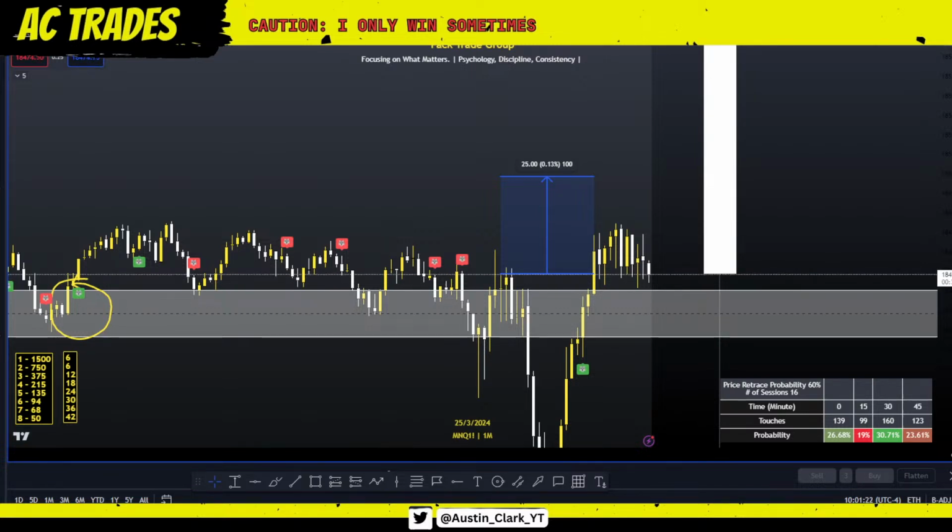Boomer trading tactic. This is the boomer strategy, guys. The boomer trading strategy.